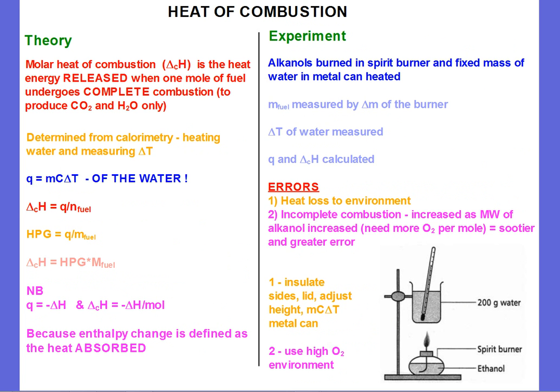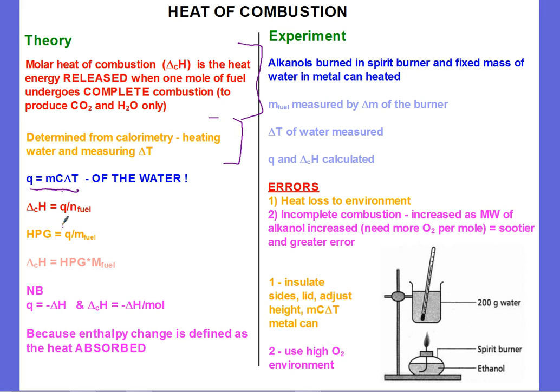The next thing we looked at was heat of combustions. It's very important you know the definition of molar heat of combustion. It's the heat released when 1 mole of fuel undergoes complete combustion to produce carbon dioxide and water only. We determine this through calorimetry, which is heating water and measuring the temperature change of the water. And the equation you've got to know, Q, or heat released, equals mc delta T, where the m, c and delta T are of the water.